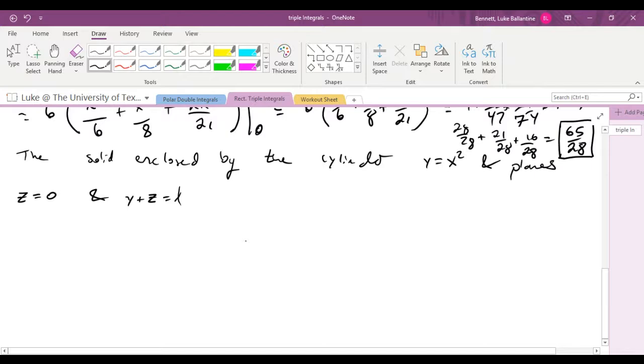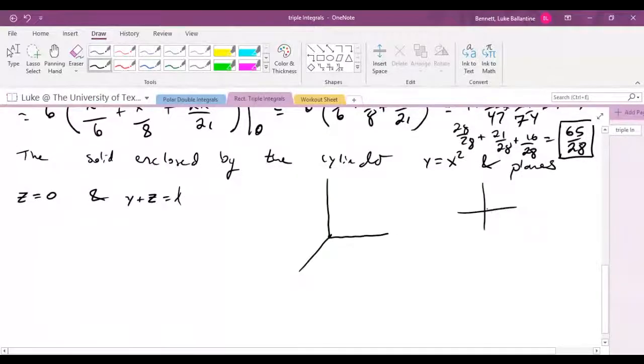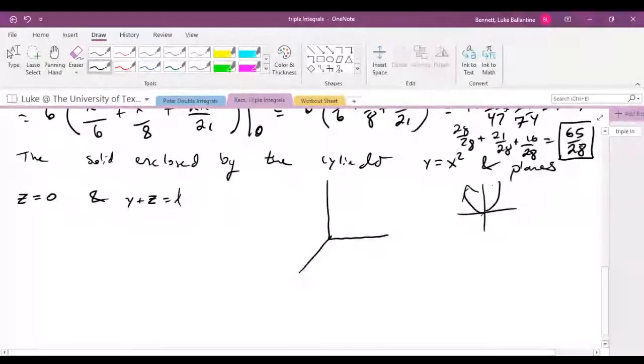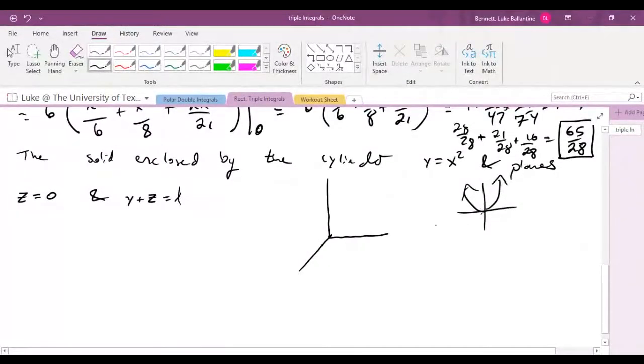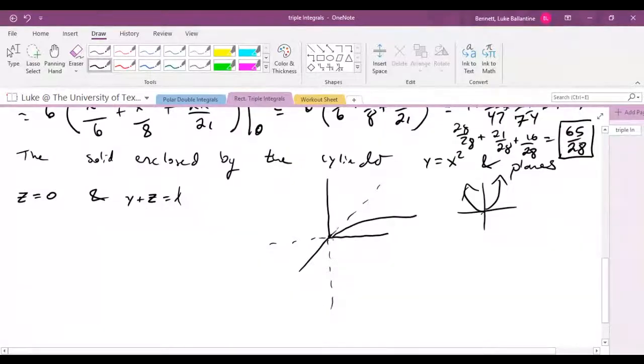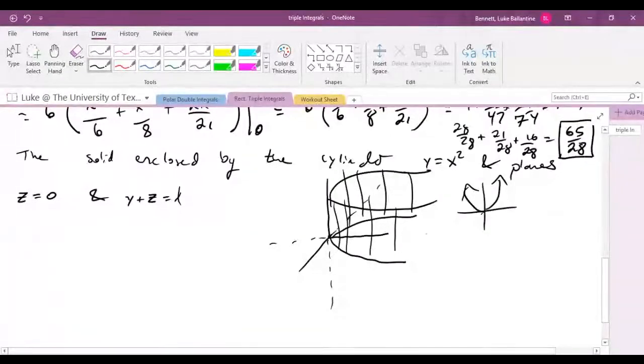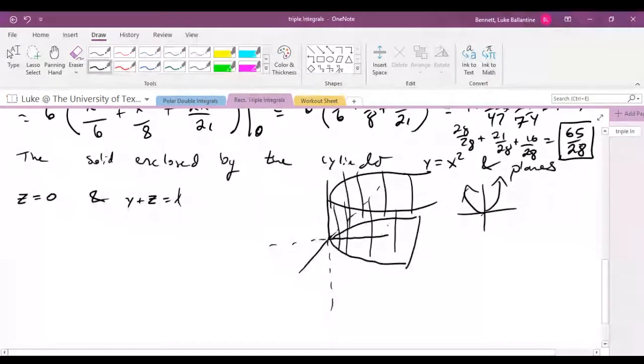We have the solid enclosed by the cylinder. Let's draw it. In the xy plane, we know what that looks like. That's just a parabola, so it engulfs y and goes on either side of x. It's a cylinder like that. And then we have z equals 0, that's down here. This is the xy plane.